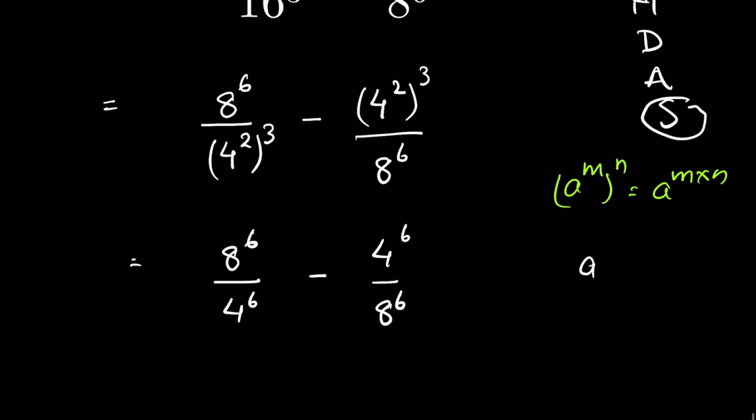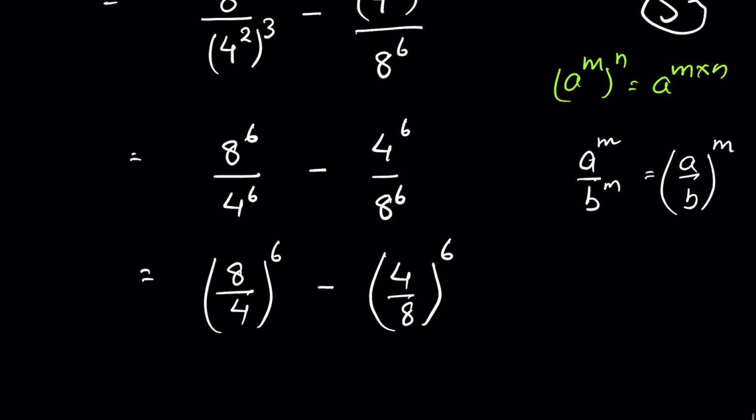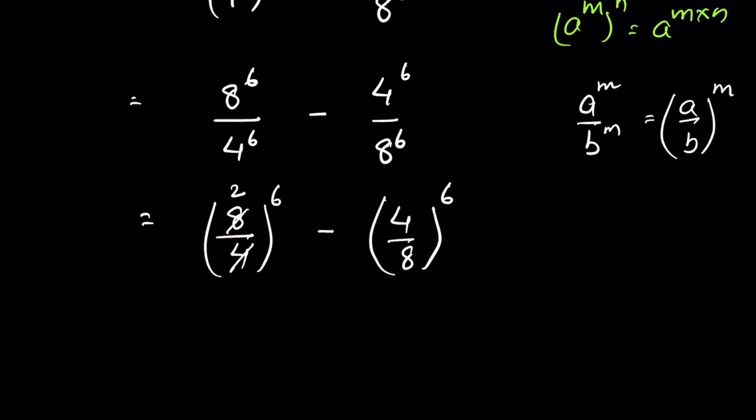Now again, when a upon b has the same exponent, a raised to the power n upon b raised to the power n, then we can write it as a upon b whole raised to the power of n. So this we can write 8 upon 4 whole raised to the power 6 minus 4 upon 8 whole raised to the power 6. Now 4 times 2 is 8. So we have 2 raised to the power 6 minus 1 upon 2 raised to the power 6.